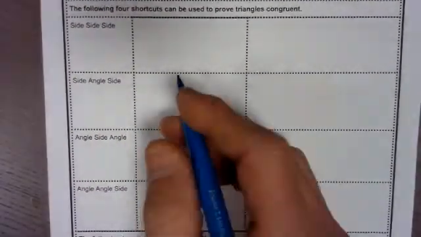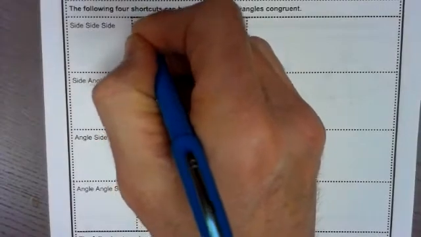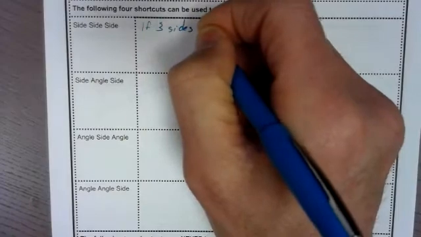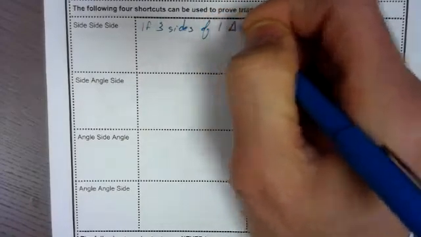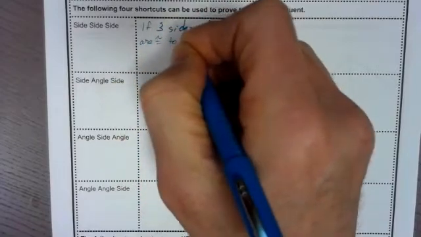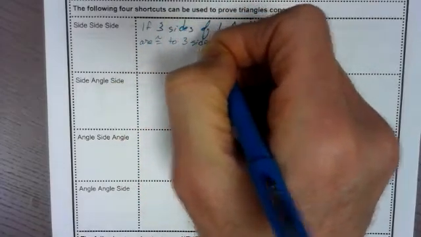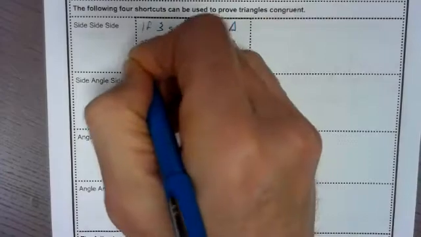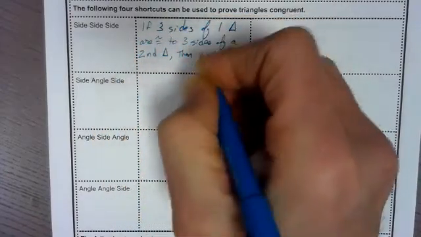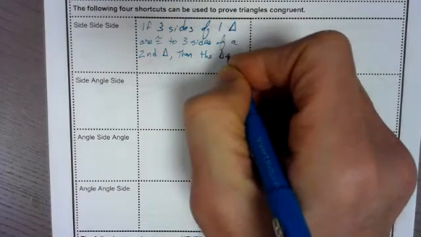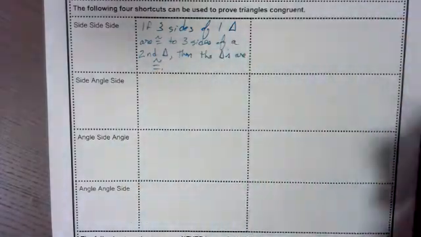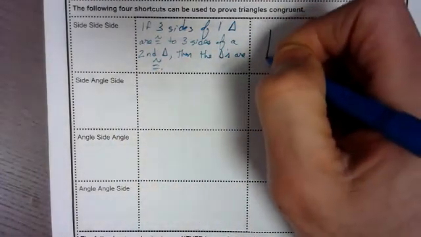So side, side, side says that if three sides of one triangle are congruent to three sides of a second triangle, then the triangles are congruent. So an example.